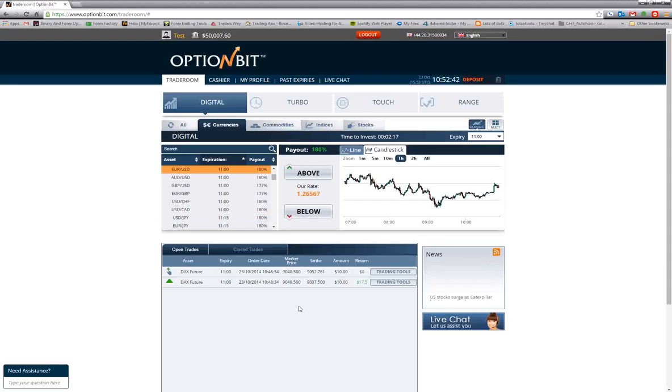Other than that, I would give Optionbit a thumbs up. I am actually kind of impressed by their platform. I'm surprised. I didn't think Trade Logic was going to be that great. It did take a little bit of getting used to compared to a spot option broker. But overall, I do give them two thumbs up.